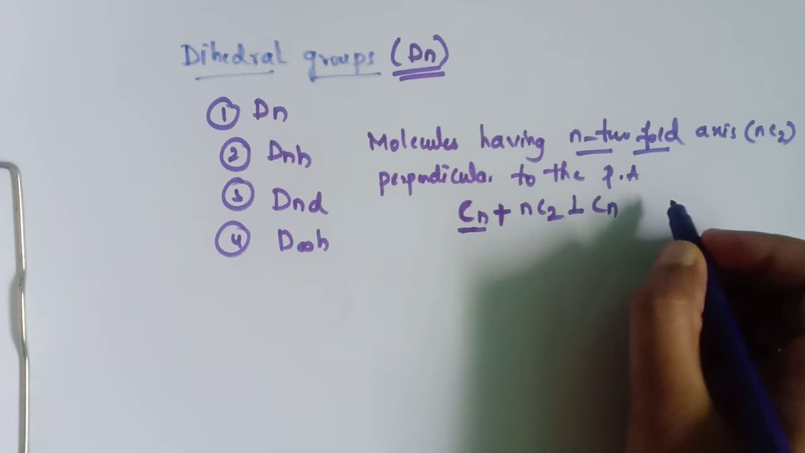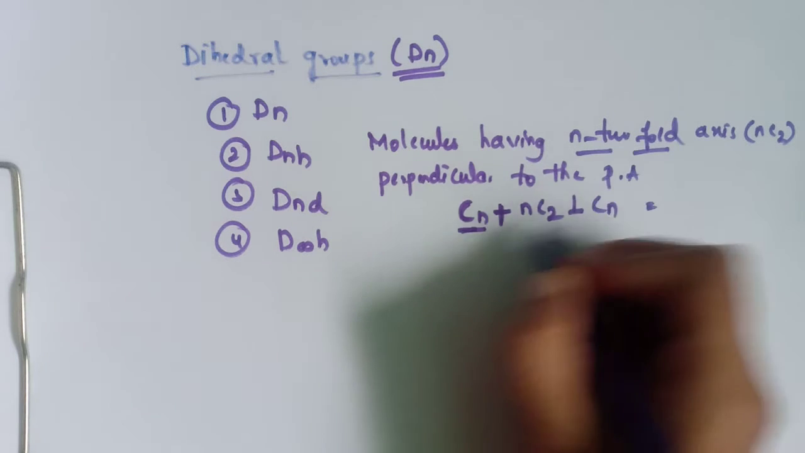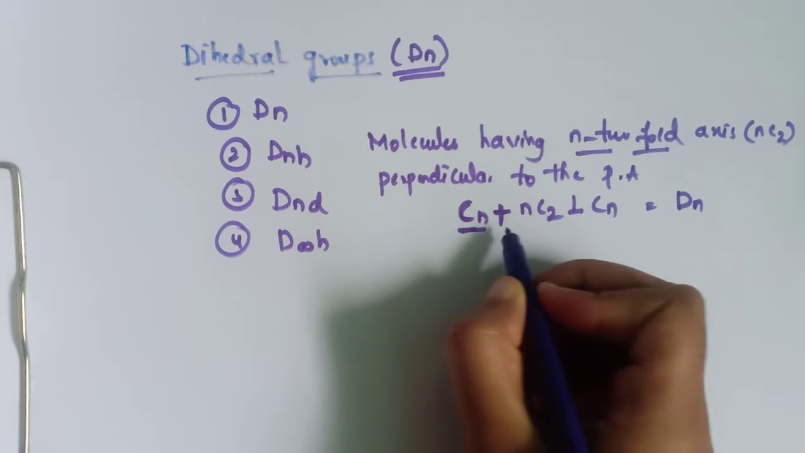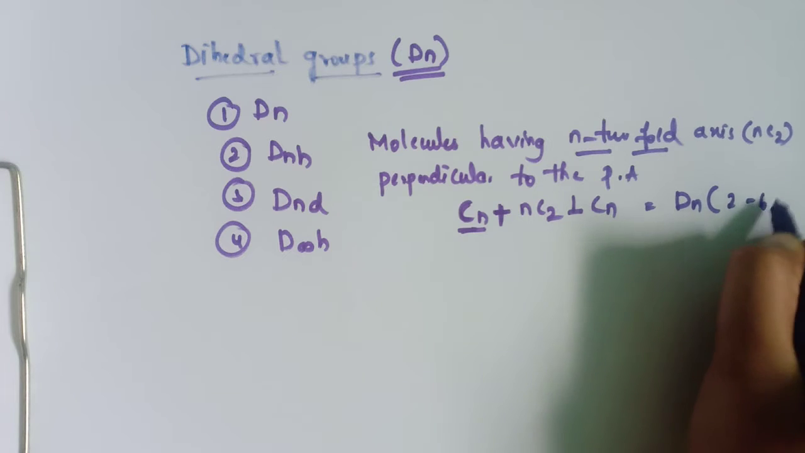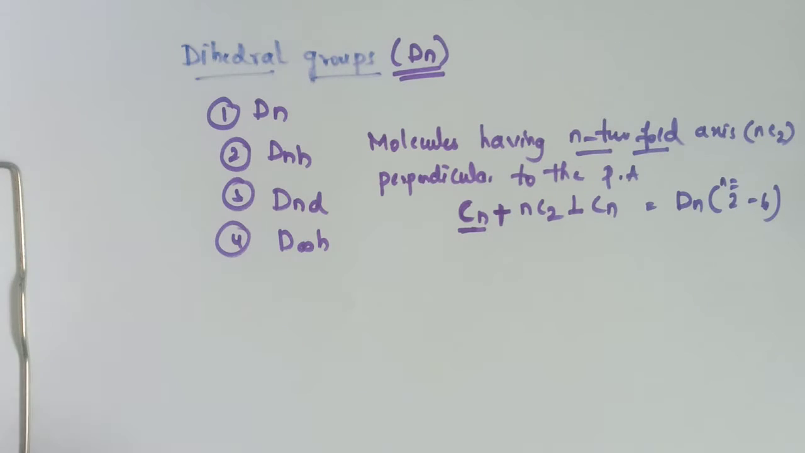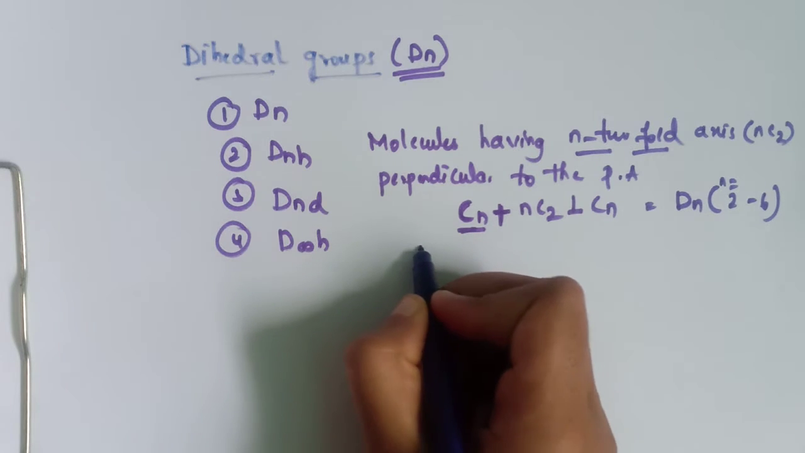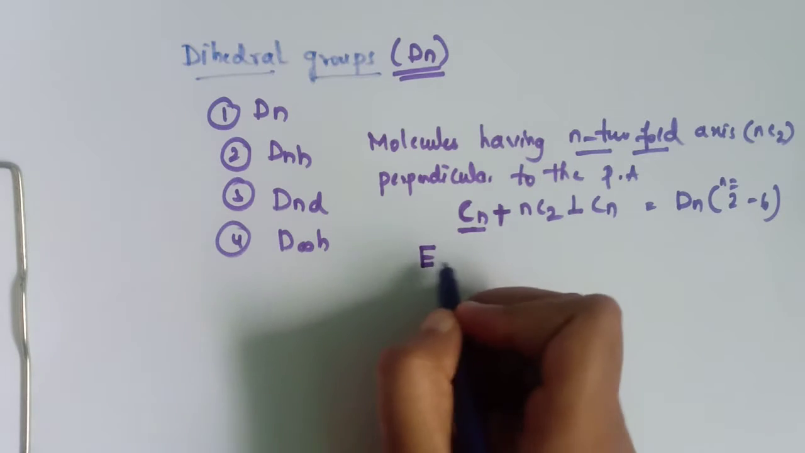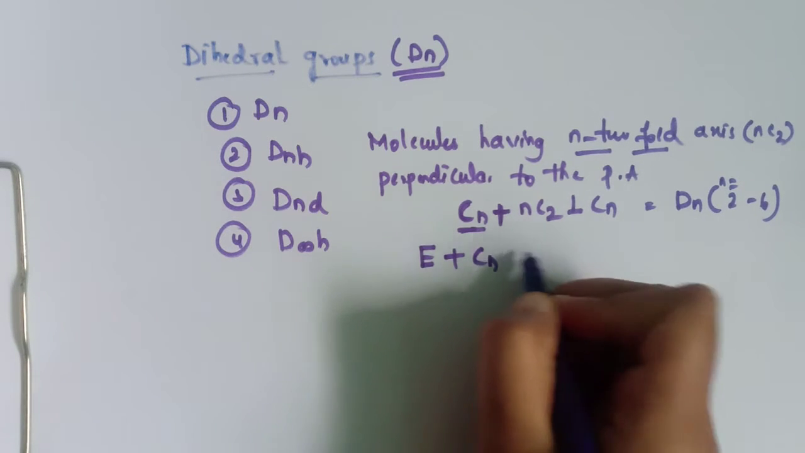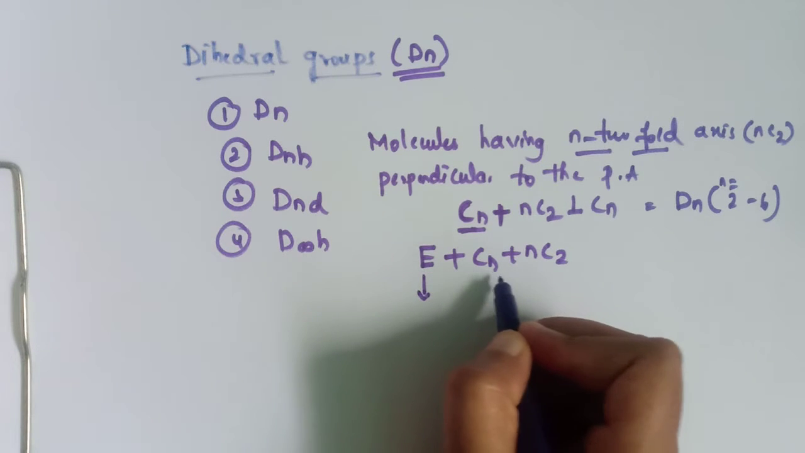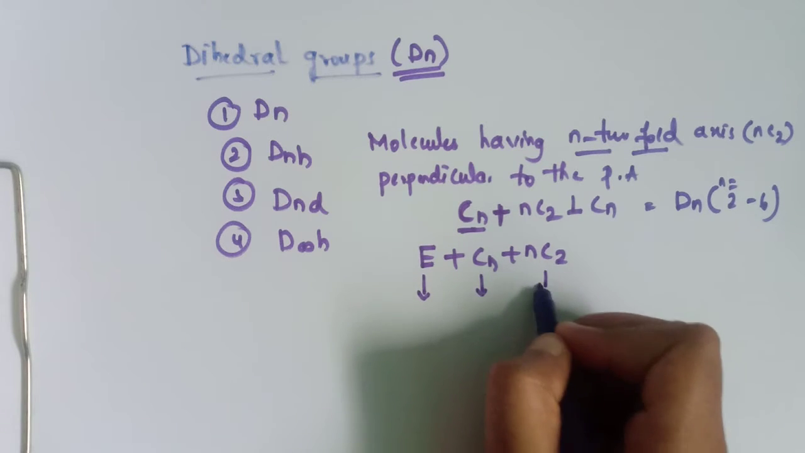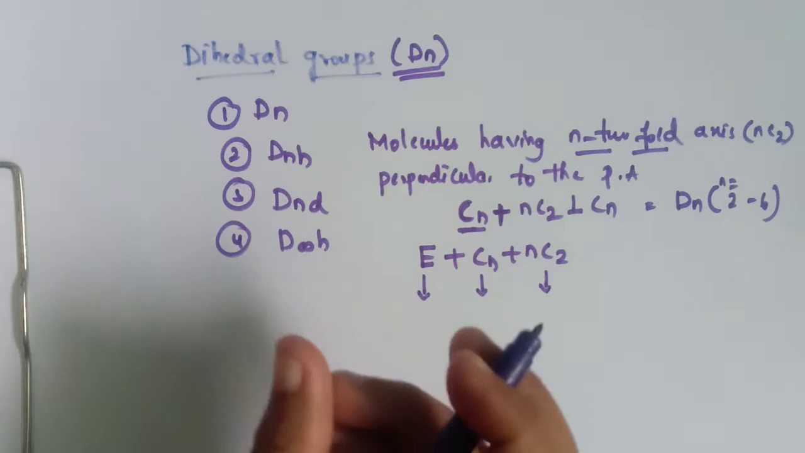So this combination will become Dn, that is Cn plus nC2 perpendicular to Cn. Here n is equal to 2 to 6. For every molecule there is already the presence of the identity operation. So the symmetry elements present in this are identity, which is present for every molecule, and Cn plus nC2. It is the identity operation, it is the n-fold symmetry axis, and this is the two-fold symmetry axis. These must be present in these dihedral groups.